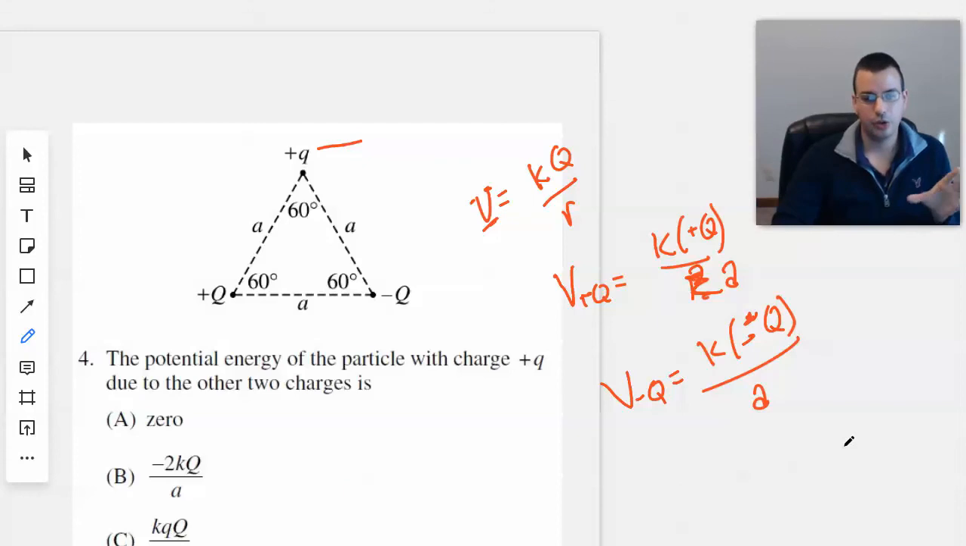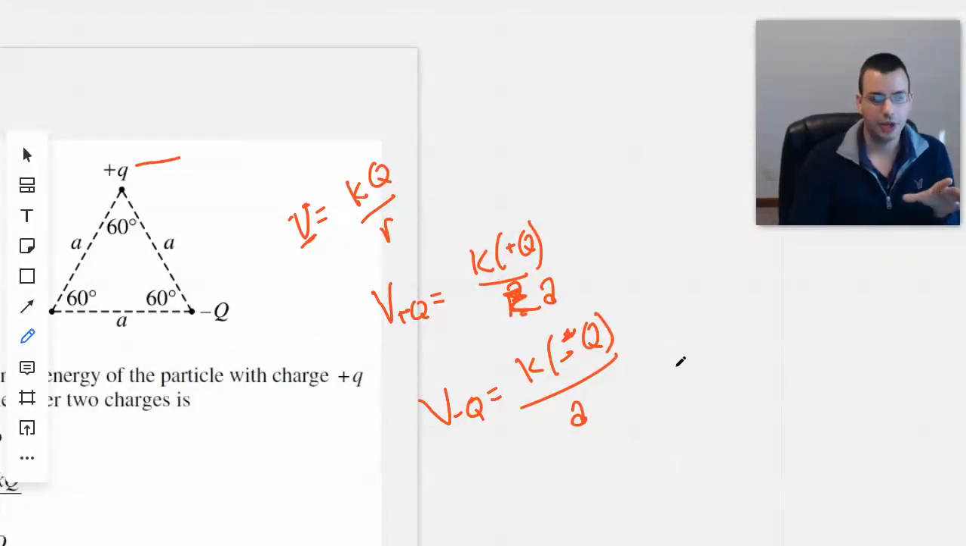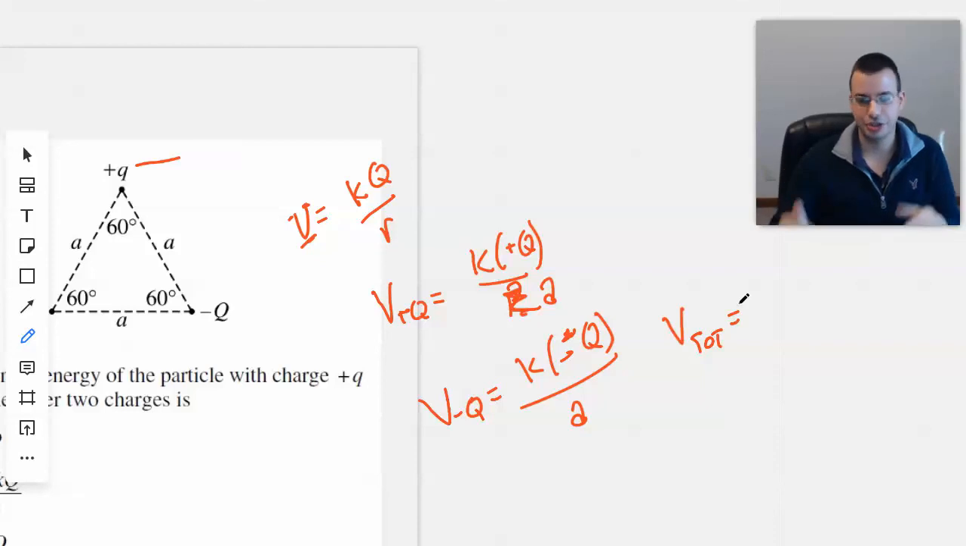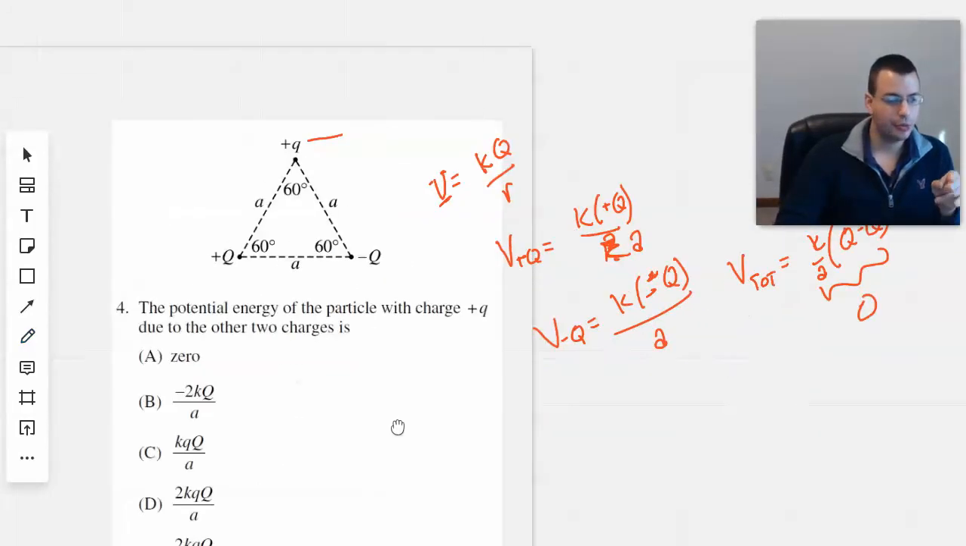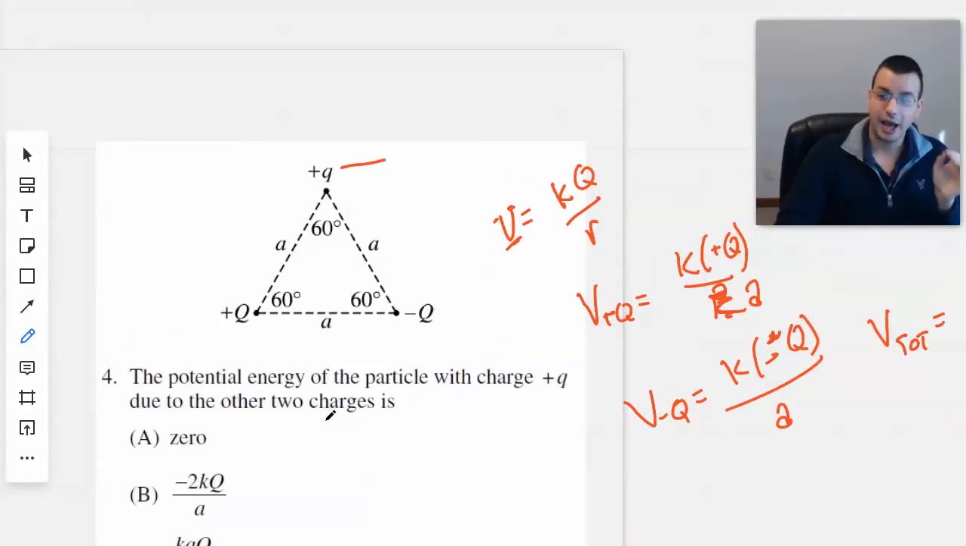And so when we add these together, V total voltage, because we can just superimpose the two voltages, we get K over A times Q minus Q, which is 0. So another way of phrasing this is, how much energy would it take to move point plus Q from infinity down to this point right here? And the answer would be 0.